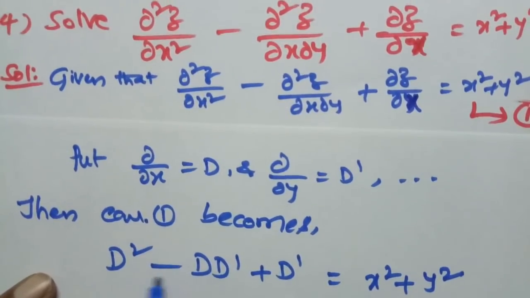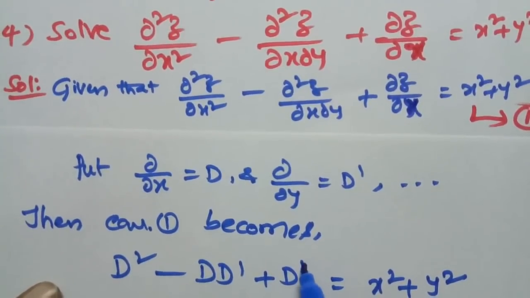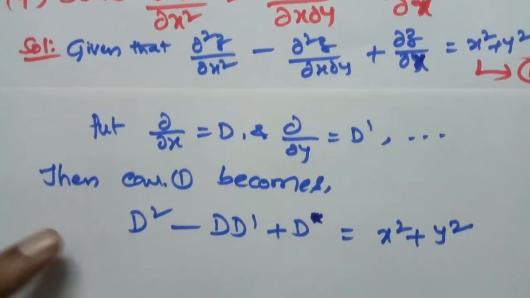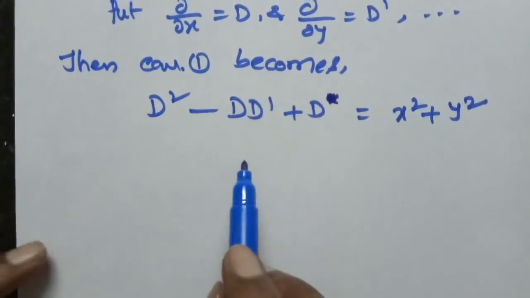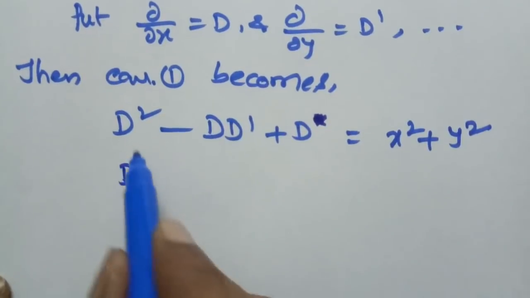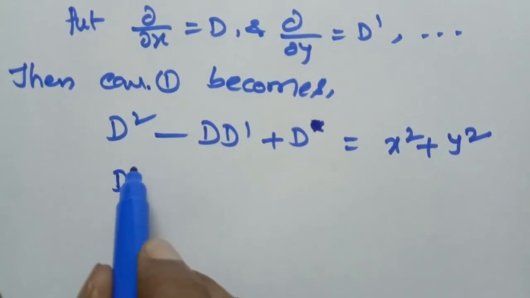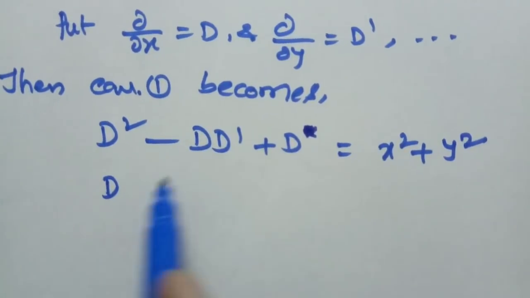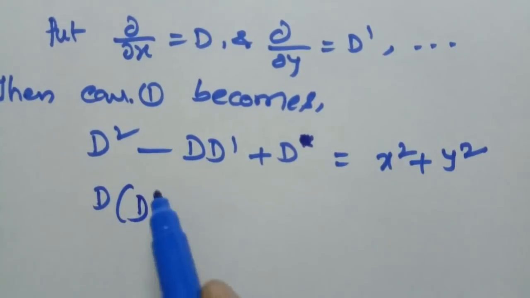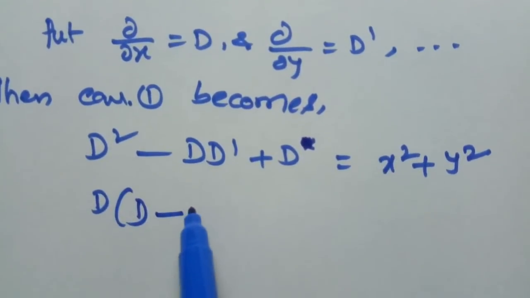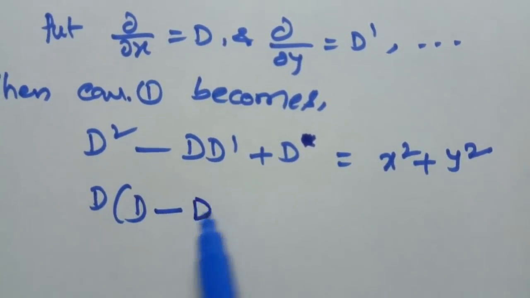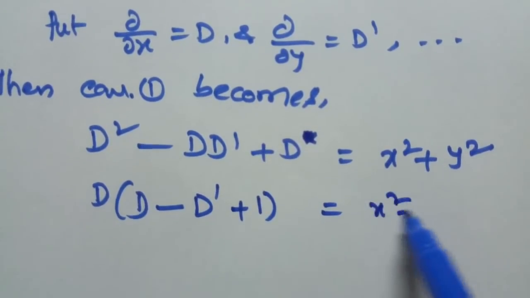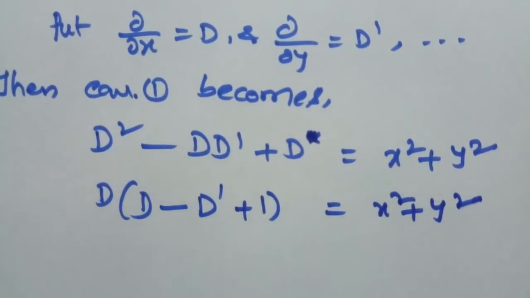Therefore here D squared minus DD' plus D. This can be written as D, since D is a common factor throughout: D squared minus DD' plus D. Therefore D into (D minus D' plus 1) z is equal to x squared plus y squared.